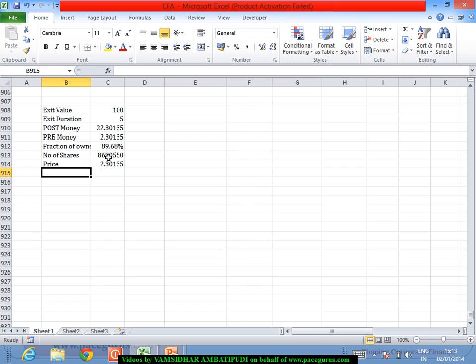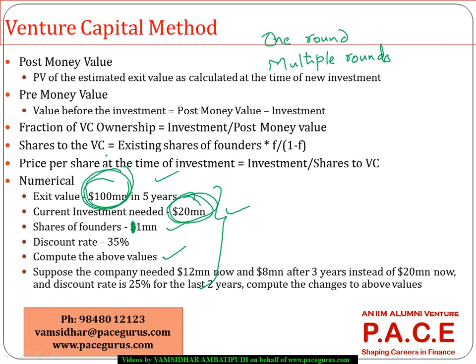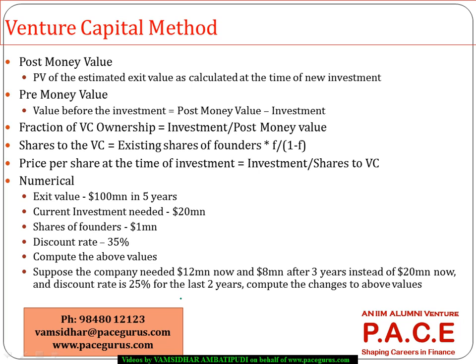And now instead of a one period approach, instead of giving all 20 million today, if the mechanism changes slightly, if the venture capital company thinks, no, these guys don't require 20 million today, I'll fund 12 million now and 8 million after 3 years. Probably after 3 years the operations become more and more steady, the risk comes down, so the discounting factor also probably might come down. So instead of taking 35% discount rate, for the last 2 years, let's say I am applying only 25% discount rate.